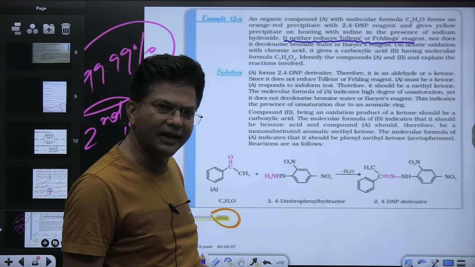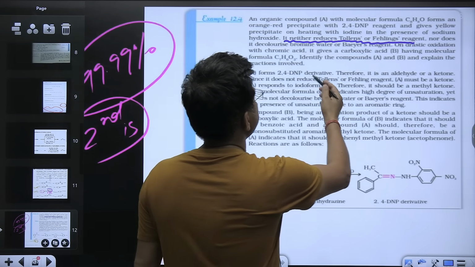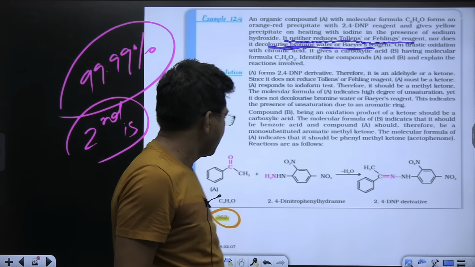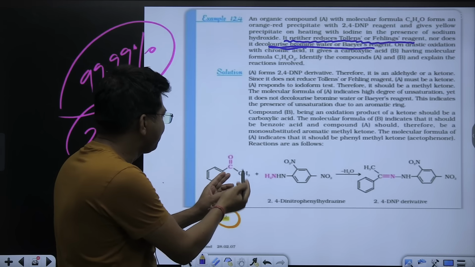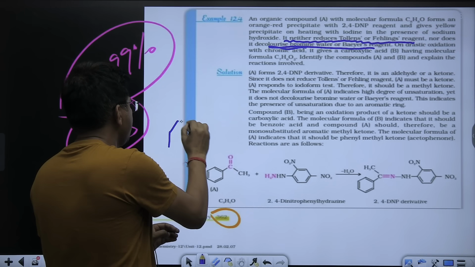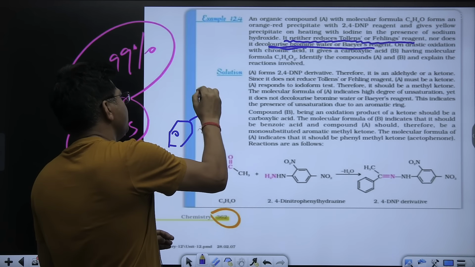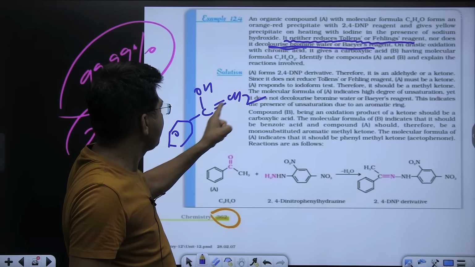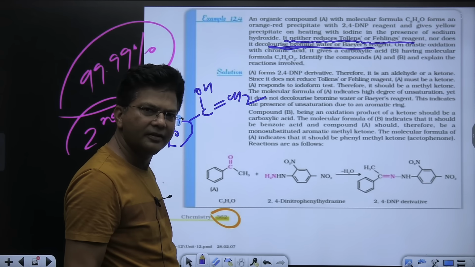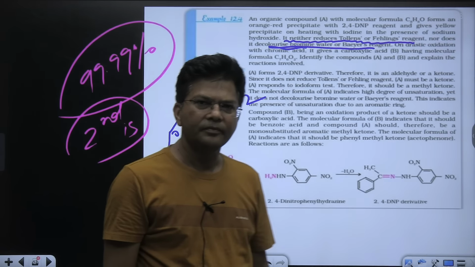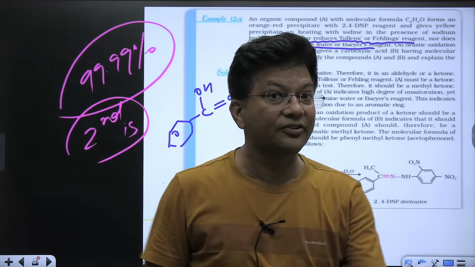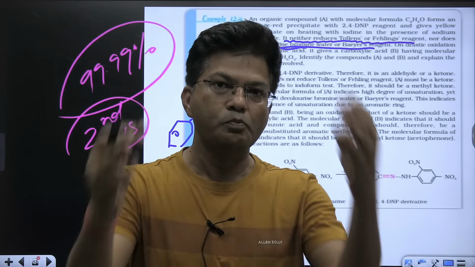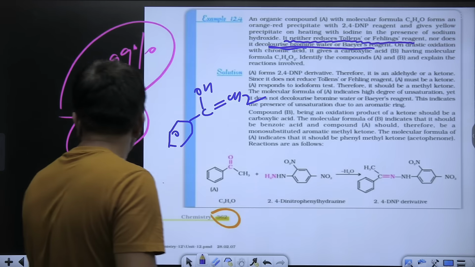Should I tell you there is a mistake in NCERT too? NCERT is writing that it does not decolorise bromine water. But it will decolorise because it has alpha hydrogen, it will tautomerize, and while doing tautomerization it will convert into this, which has unsaturation, so it will decolorize. So even NCERT is not perfectly right. But benzaldehyde does not have alpha hydrogen, so that will never decolorize bromine water. So the more appropriate answer is definitely the third one.